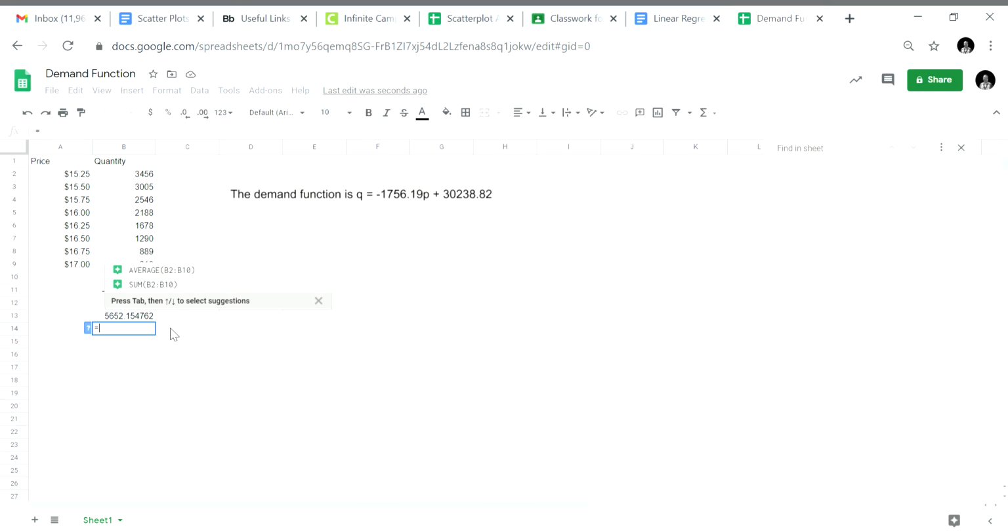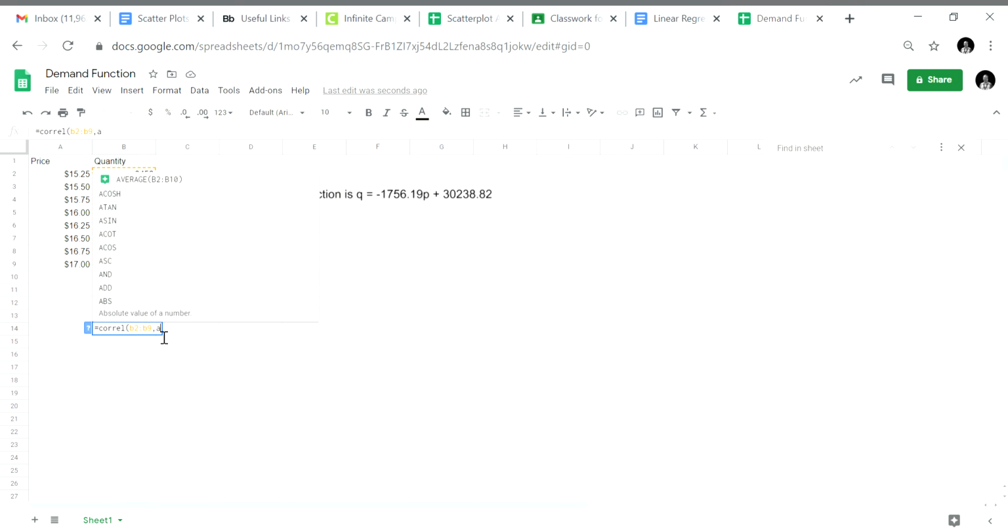Now, one more thing to remind you of how to find the correlation between this data is we use the correlation command correl, and you see it gives the correlation coefficient. And let's do the data dependent variable first, B2 to B9, comma, A2 to A9. And you see it's negative 0.999. So that's almost a perfect correlation. Negative 1 would be perfect, and this is very close. So that's the correlation coefficient.